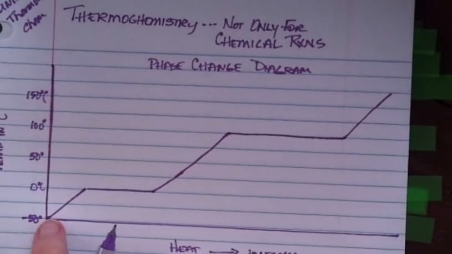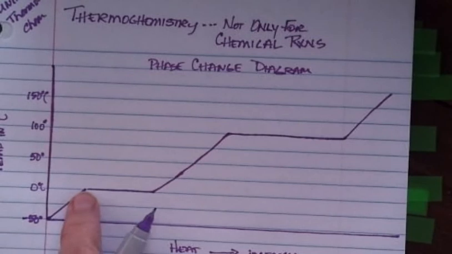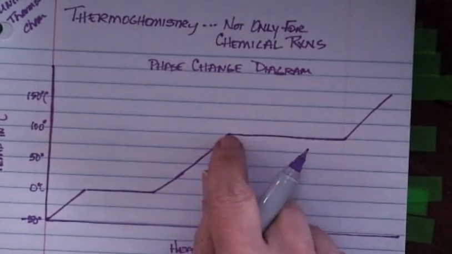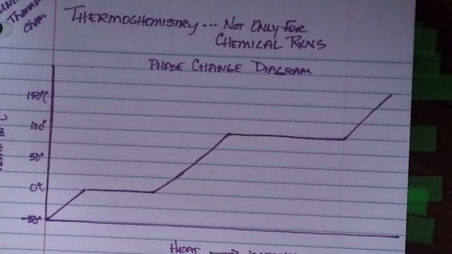So here is below 0. Since this is water, we know that the freezing/melting point of water is going to be right here at 0 degrees Celsius. And then we also know that the boiling point of water is at 100 degrees Celsius. And then we have a gas. So when I look at these things, I'm going to grab a different color here so it shows up a little bit better.